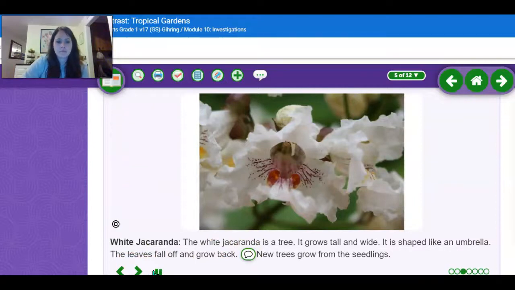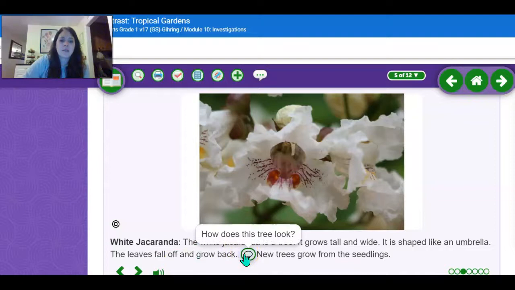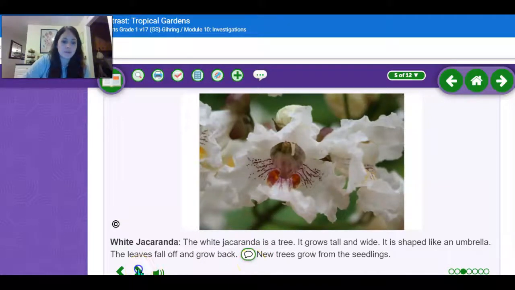White jacaranda. The white jacaranda is a tree. It grows tall and wide. It is shaped like an umbrella. The leaves fall off and grow back. New trees grow from the seedlings. And how does this tree look? What did they say? They said it's shaped like an umbrella. Very cool.